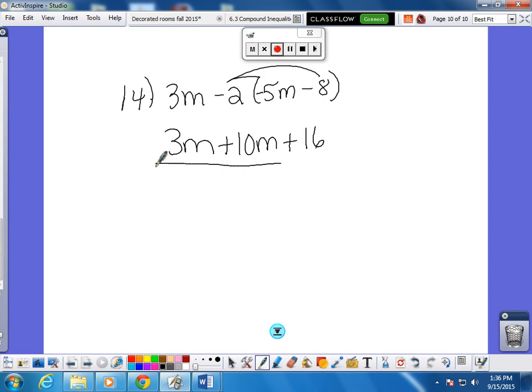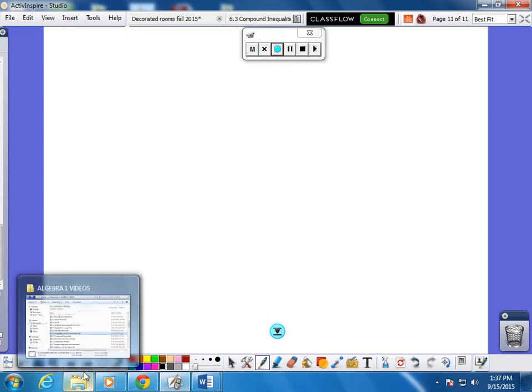Do you see any like terms? Are they both positive? Would we add those together? What would we get? A lot of people that miss this problem just brought down that negative 8, I think. Just forget. The distributive property, we have to be careful. Any questions? Okay, let's do this one.